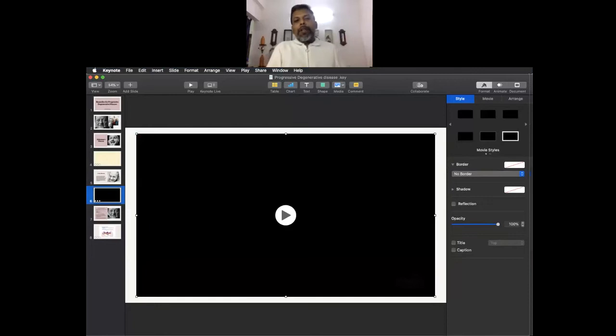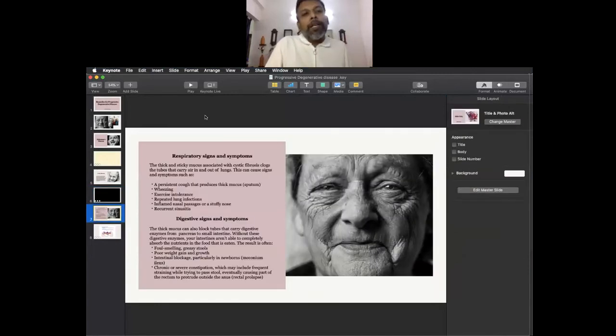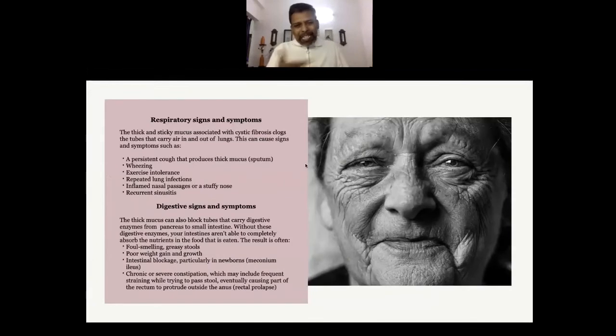So whatever I have covered over there: these are those symptoms of cystic fibrosis, where this thick mucus secretion produces these sort of complaints. This much is enough to understand, and you can go and approach the disease in general, and then you can build upon it.